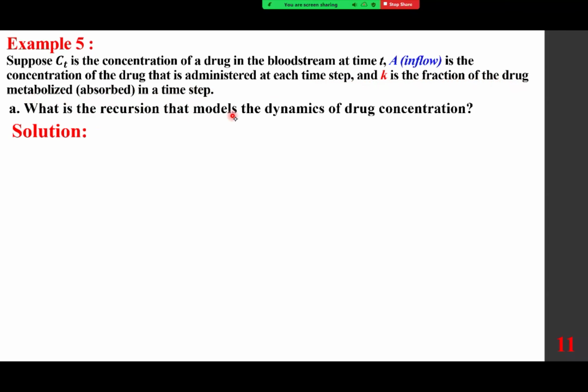So please understand, when we are dealing with medications and patients, when we give them the medication, a portion of it is absorbed. That's the idea. C sub t plus 1 is C sub t plus inflow minus outflow. So that means the next step is the amount that we give in the previous step, plus what comes in minus what goes out.